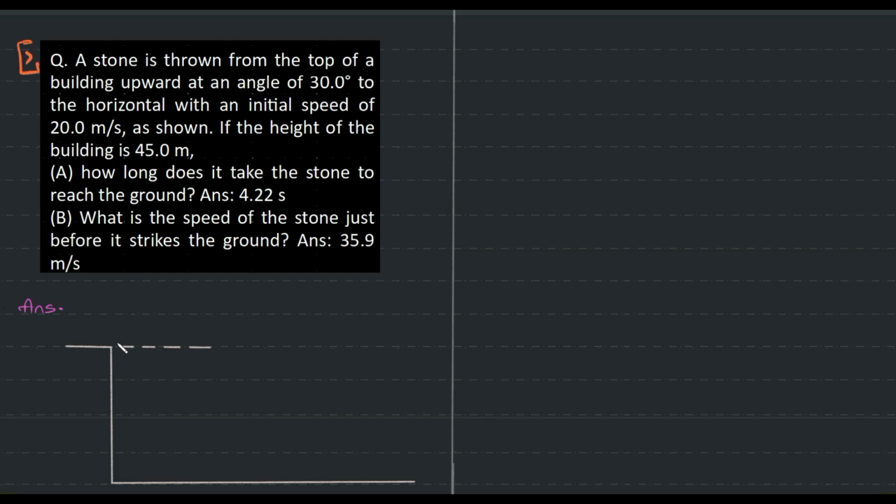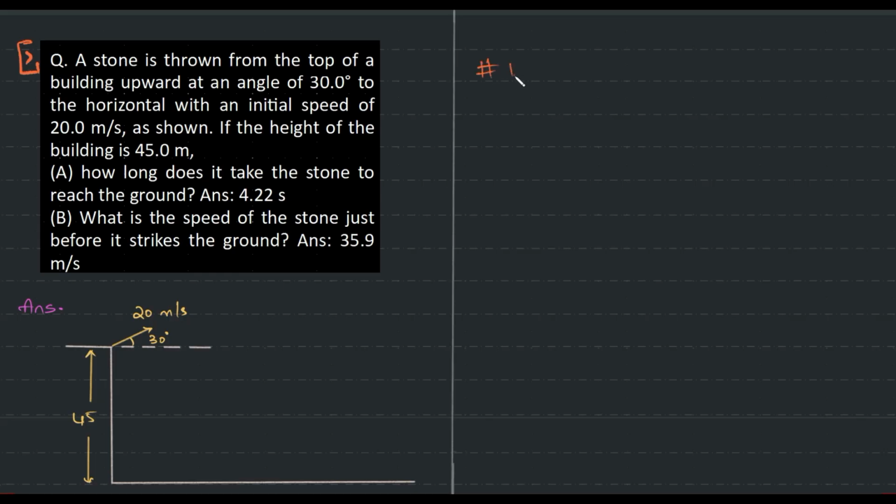So if I happen to throw a stone at this angle with a velocity of 20 meters per second at an angle of 30° from a height of 45 meters, we need to figure out the range and time of journey. How long does it take the stone to reach the ground? What is the speed of the stone just before it strikes the ground? So I have answers over here. Again, no idea if it's right or wrong.